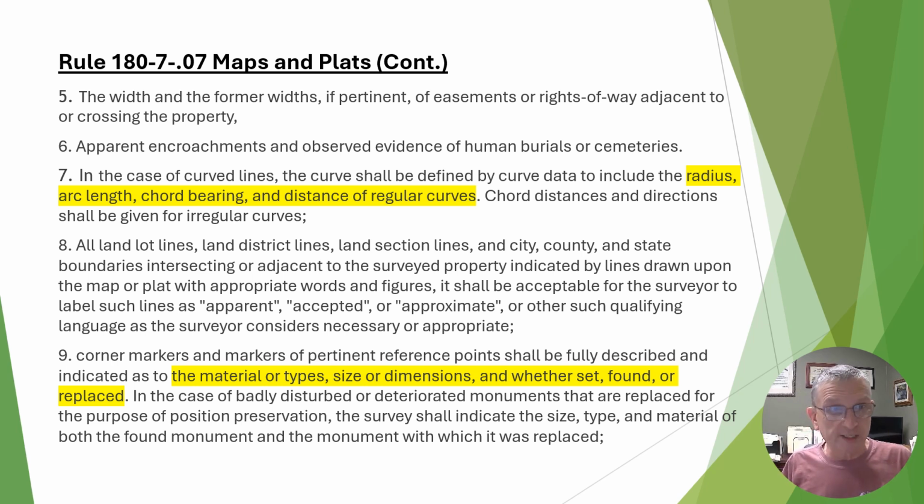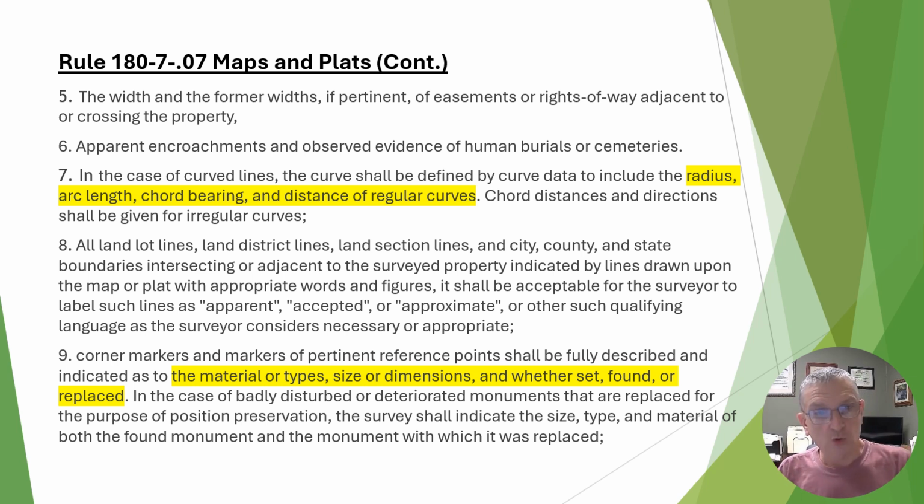It's called chording it off. You don't have to fit curves to every road out there. Land lot lines, district lines, section lines, all these things need to be on there. If you're nervous about maybe this is it, maybe this is not it, I don't know exactly where it is, it clearly says that we can use such labels as apparent, or accepted, or approximate, or other such qualifying language as the surveyor may deem necessary or appropriate.